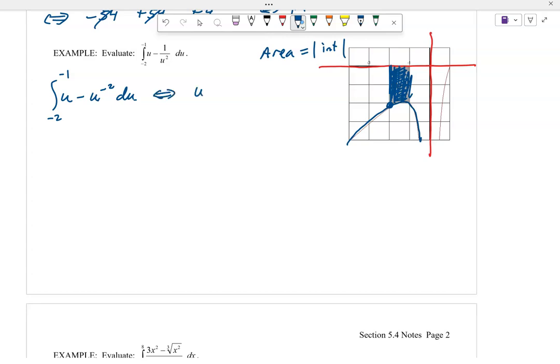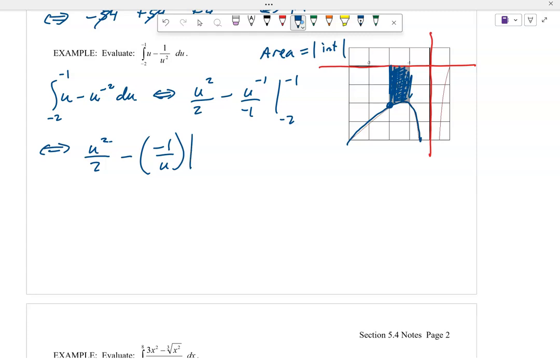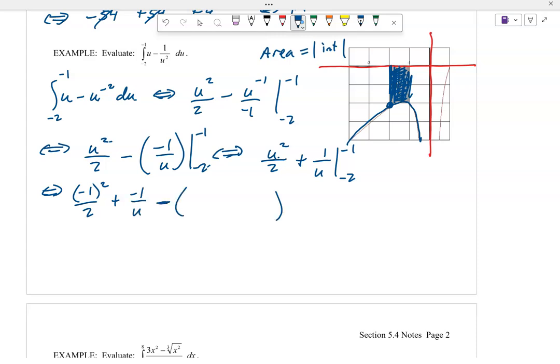So we've got u to the 1 plus 1 is 2 over the 2, minus u to the -2 plus 1 is -1 over -1, from -2 to -1. So I've got u squared over 2 minus, and then this is -1 over u, so plus 1 over u, from -2 to -1. Now I'm going to plug in the -1. So I got -1 squared over 2 plus 1 over u, minus, I'm going to plug in the -2. -2 squared over 2 plus 1 over -2.